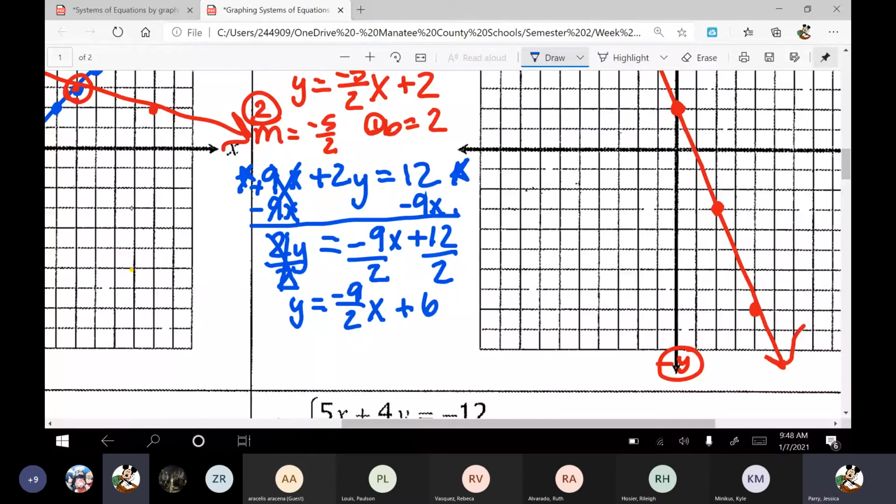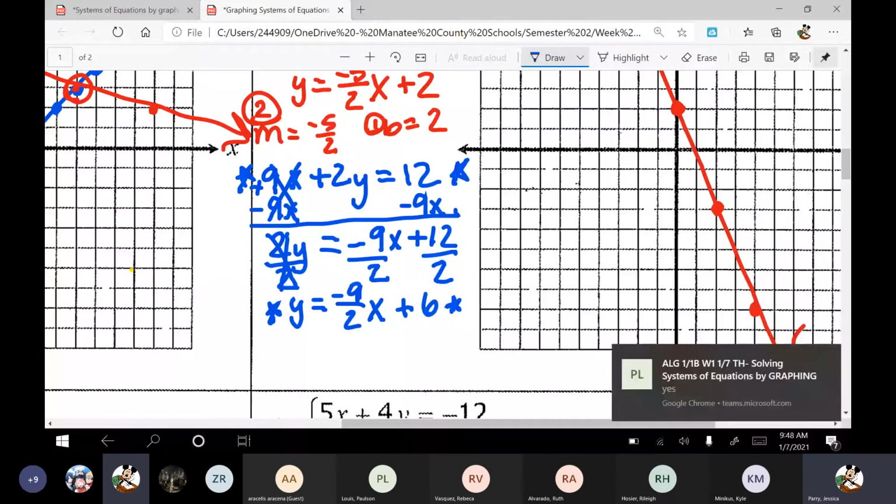Now, is this equation in slope-intercept form? Is this equation here in slope-intercept form? Yes or no? Go ahead and write that in the chat. Is this in slope-intercept form? y equals mx plus b. You can write a yes or no. Is it in slope-intercept form?